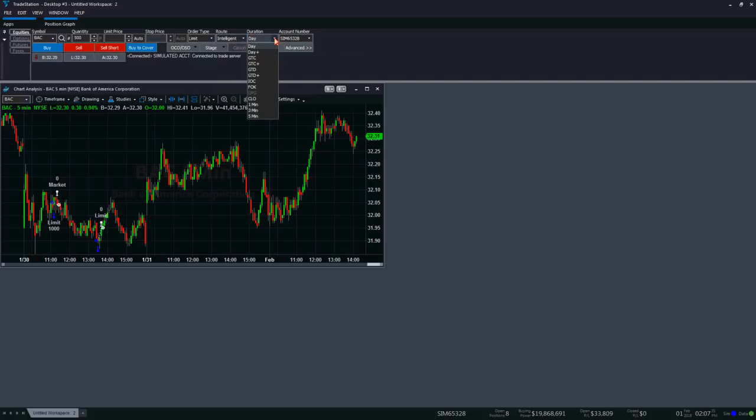And the drop down for duration, this is important because this is what determines how long the order is going to be active for. It doesn't apply to market orders because you know that market orders go to the exchange and they get filled as soon as you submit that order. But when it comes to limit orders and stop orders, you have to tell TradeStation how long to keep that order out there. A day order is just for the current trading session.